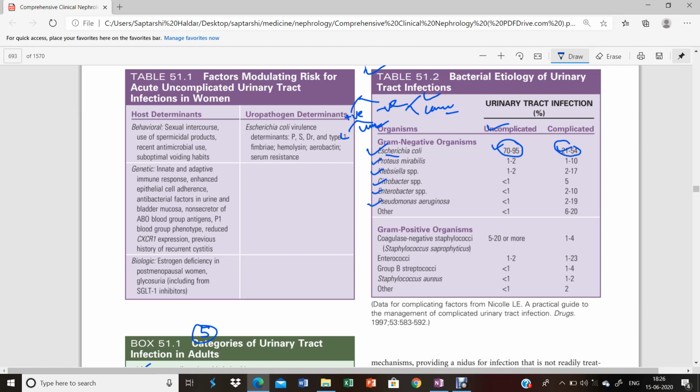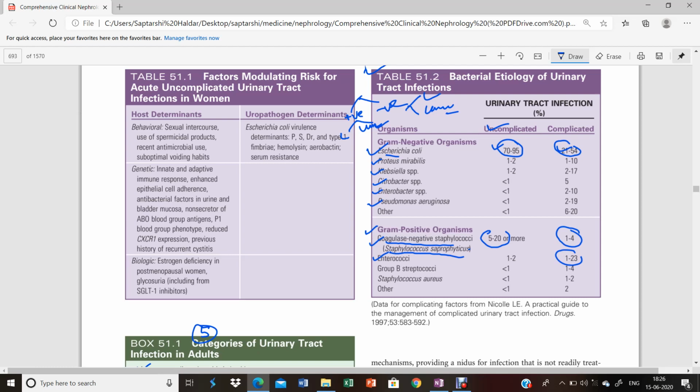Within the gram positive organisms, in uncomplicated cases, Staphylococcus saprophyticus, a coagulase negative staphylococcus, accounts for 15 to 20%, and 1 to 4% in complicated. In complicated cases, gram positive organisms include the Enterococci.